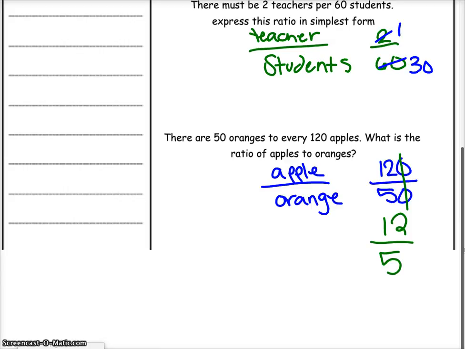What if I put 5:12? If you did 5:12, then you did the ratio of orange to apple. So you didn't do the right ratio. You could do 12:5. Same thing.